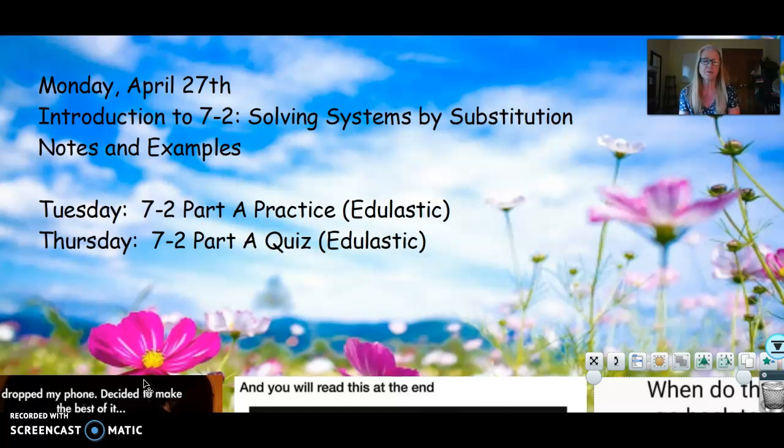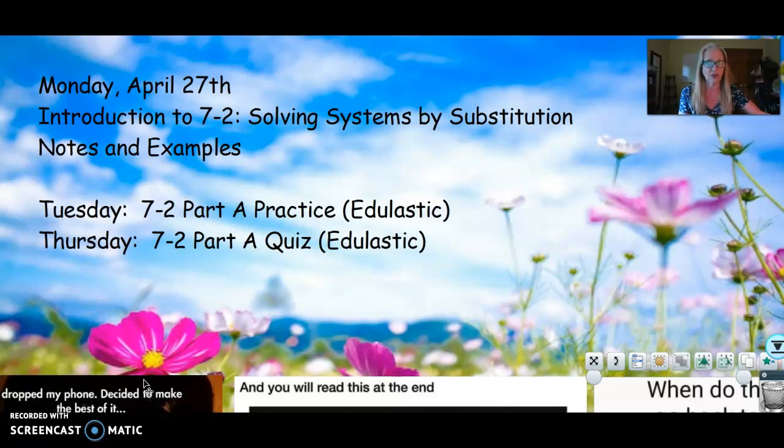explain to you. There is another way to solve systems of equations. There's another way to find the xy point that solves both equations, and substitution is one of those ways. There's actually two ways to do it, but we're going to learn substitution in this section.